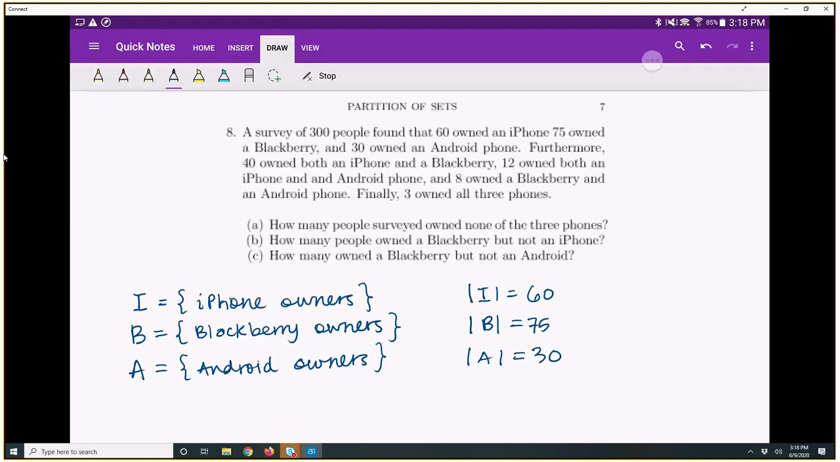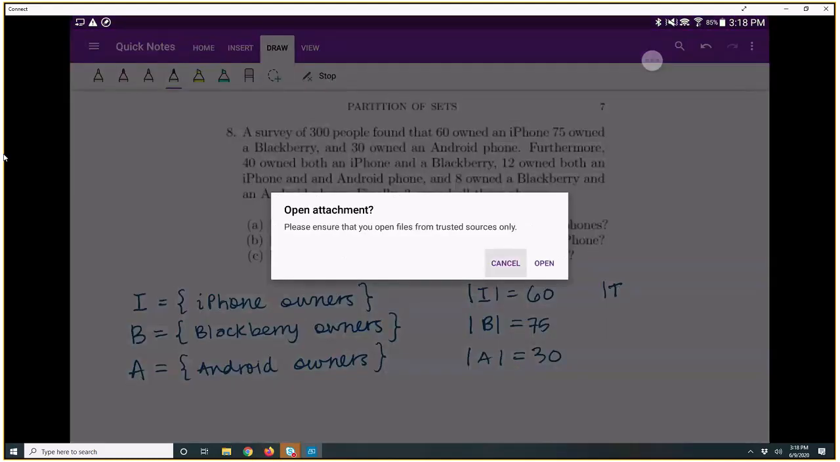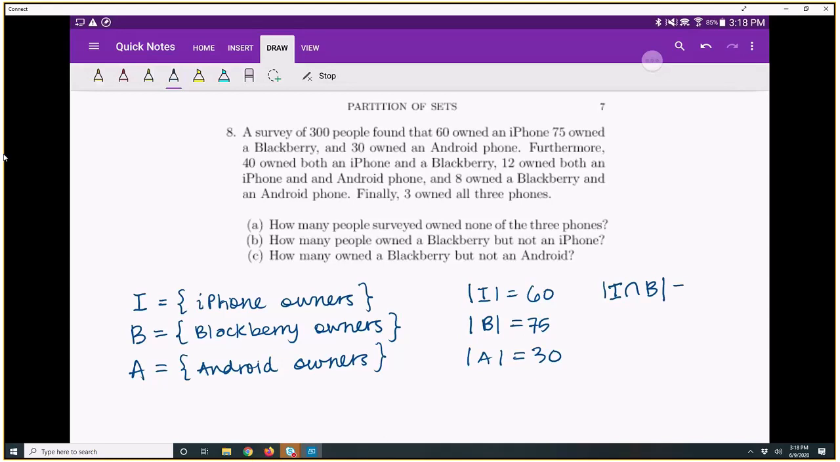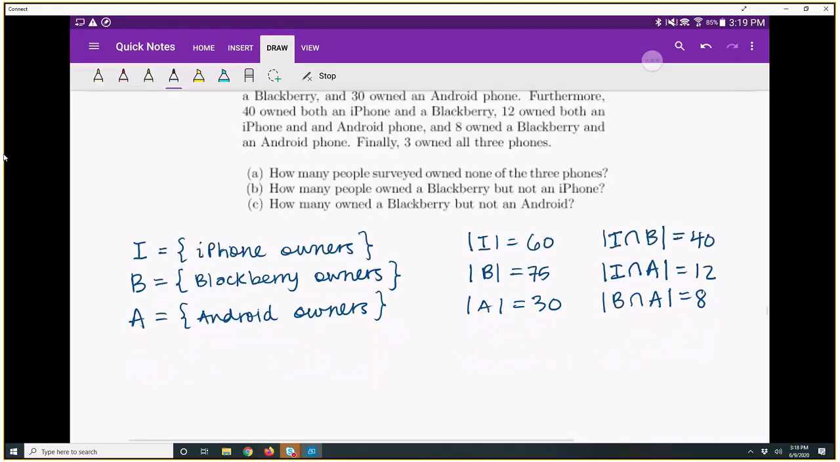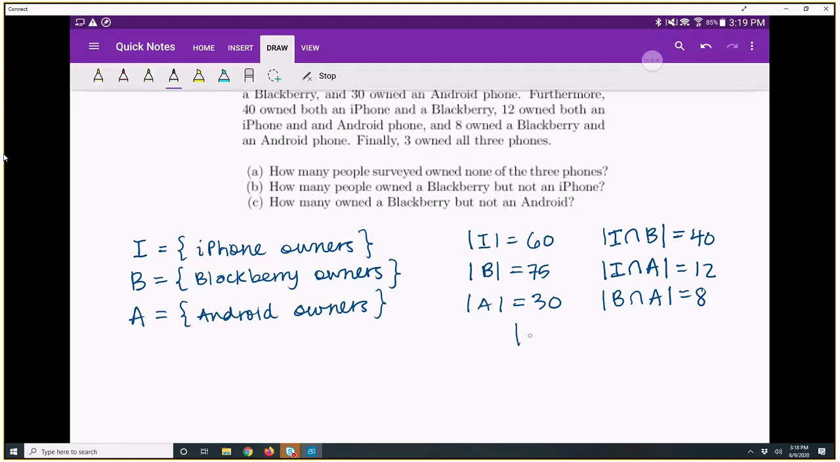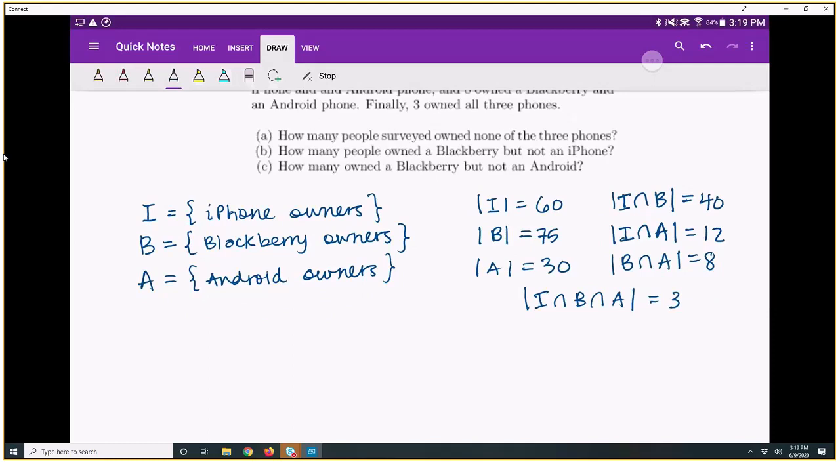Furthermore, we know that 40 owned an iPhone and a BlackBerry. So I'm going to say that's I intersected B. It's 40. And 12 owned an iPhone and an Android phone. So I intersected A will be 12. And 8 own a BlackBerry and an Android phone. So B intersected A is 8. And finally, we have 3 own all 3 phones. So that's I intersected with B intersected with A. The cardinality is 3. So that's just the information given in the problem.